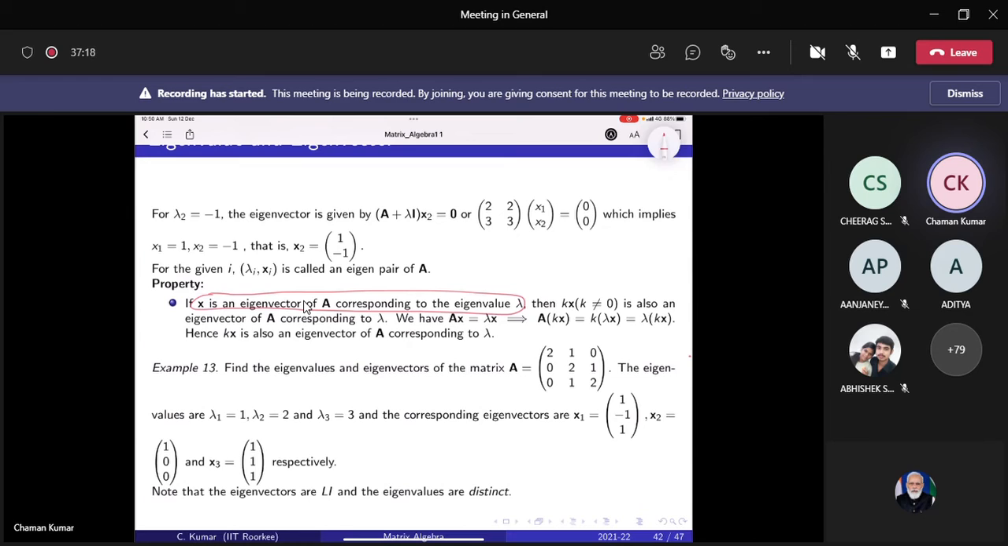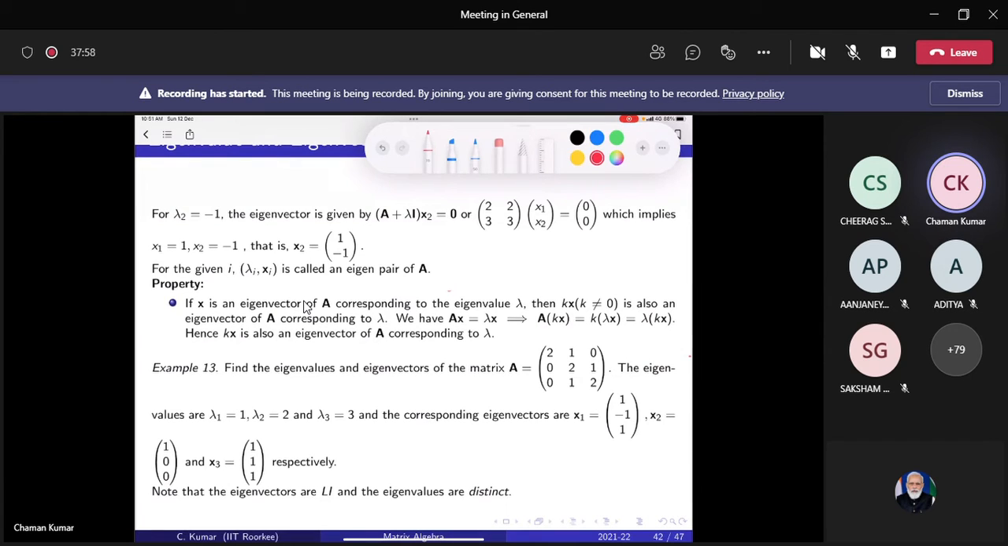Basically, if you multiply by minus 1, you get (minus 1, 1, minus 1), and this is also an eigenvector corresponding to lambda is equal to 1. I got it. The same thing will happen for x3. This is (1, 1, 1). (1, 1, 1) is one of the eigenvectors.